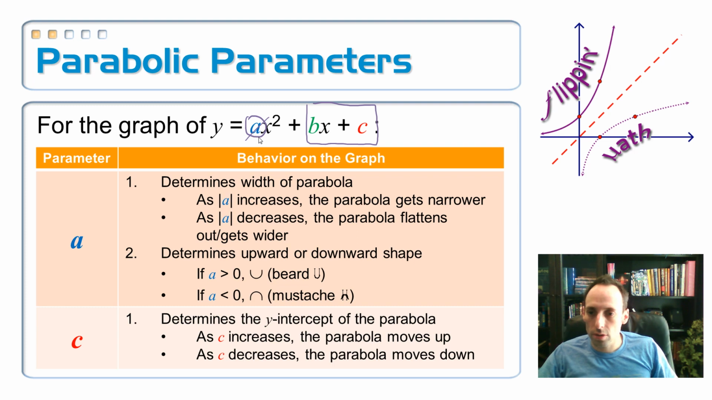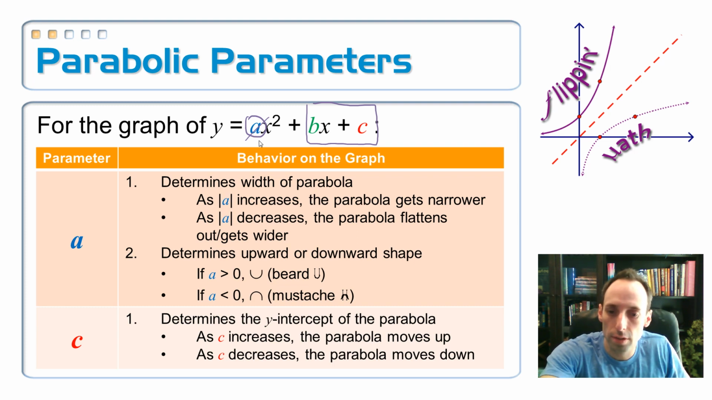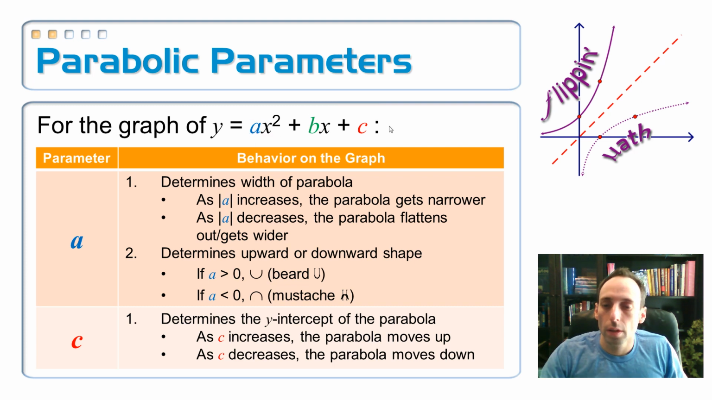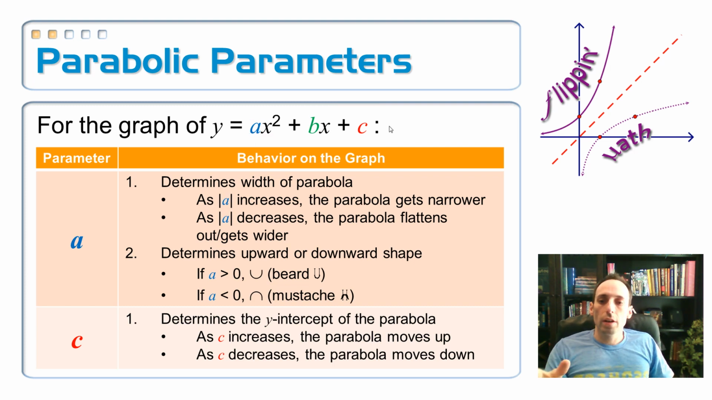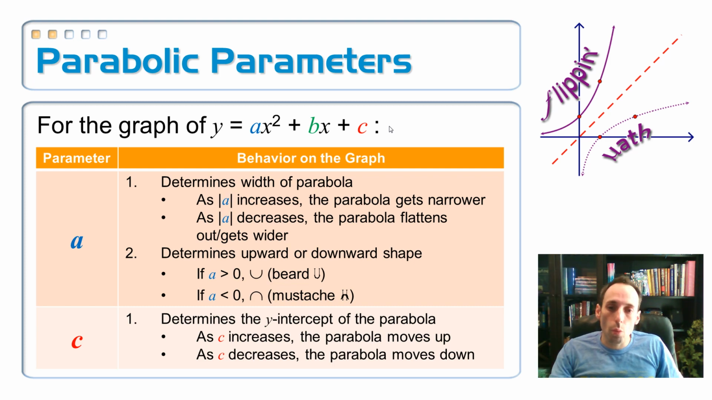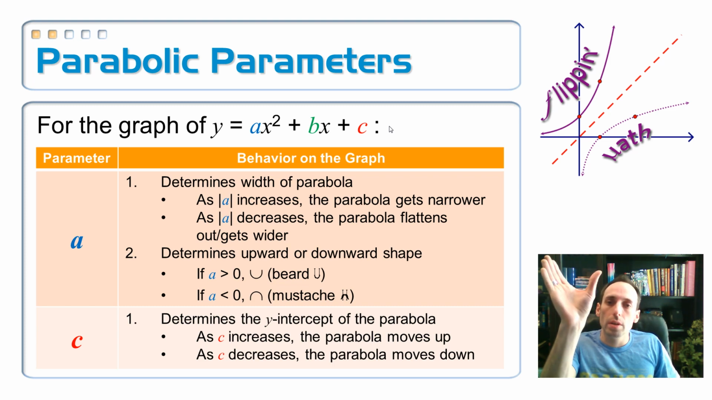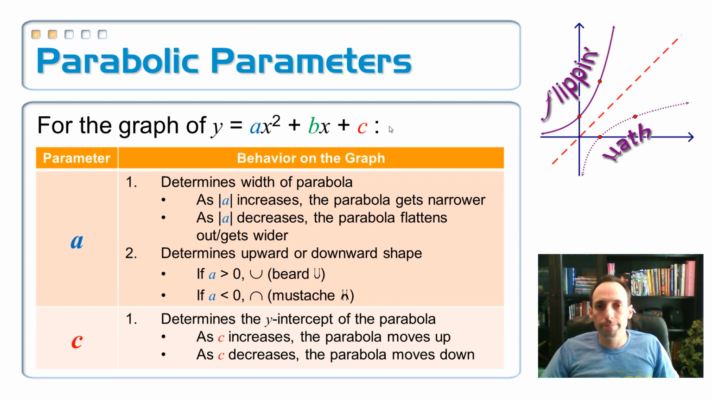All right, so just to avoid confusion, let's get this stuff off of here. There we go. And then finally, our C. C is very easy. It's just moving your parabola up and down. C is also the y-intercept. As C gets bigger, it's going to take your parabola and scooch it up. As C gets smaller, it's going to take your parabola and scooch it down.